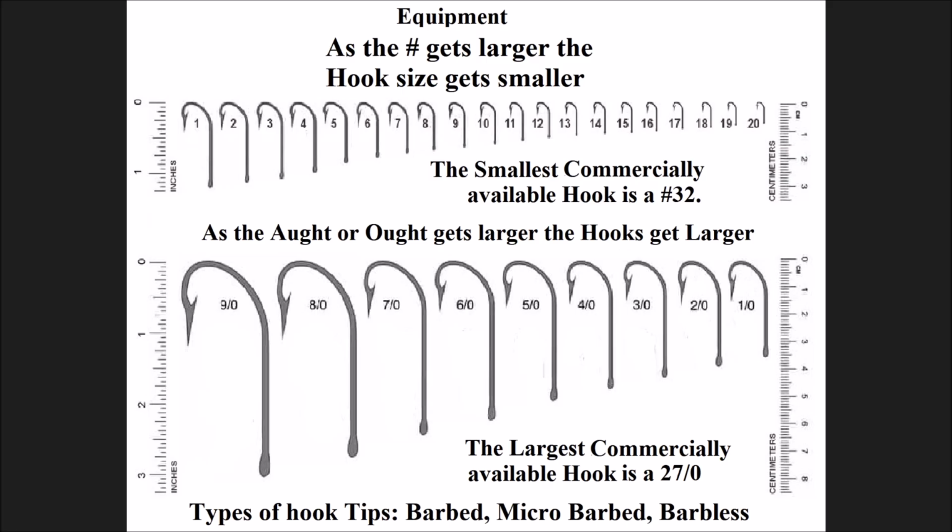The smallest commercially available hook is a 32. If you're going to be tying a size 32 hook, you better have a microscope. The largest commercially available hook is a 27. Types of hook tips: barbed, micro-barbed, and barbless. There are all sorts of different forms in this.